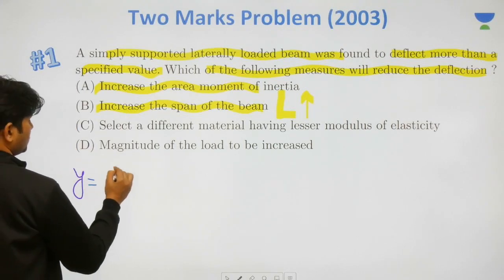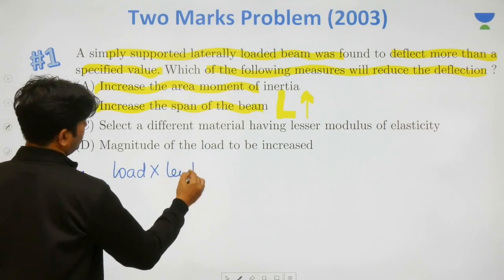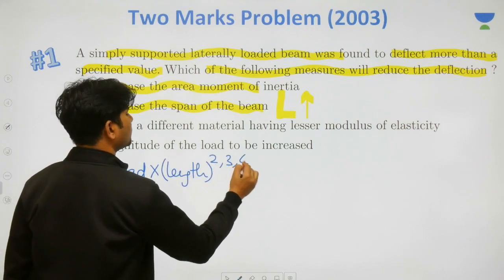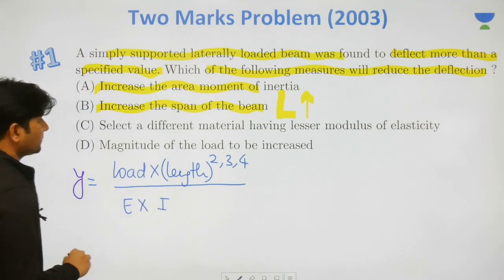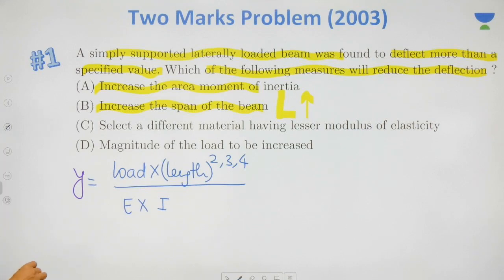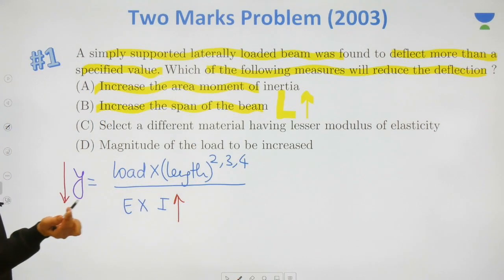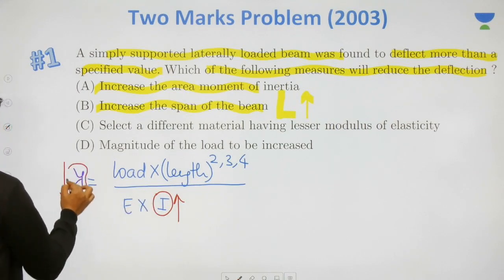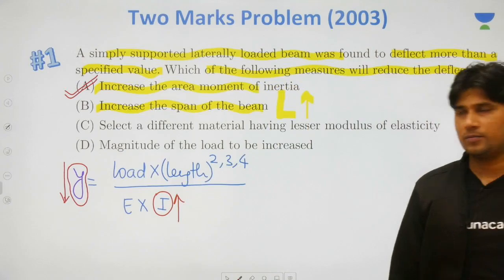the deflection can be written as load into length. Maybe sometimes length is square, maybe sometimes length cube, or maybe length power 4, but load into length and then elasticity into moment of inertia. If you want to reduce the deflection, the first option they are giving is to increase the moment of inertia. If you increase the moment of inertia, naturally the deflection will reduce. So the first option itself is the matching one. Bingo.